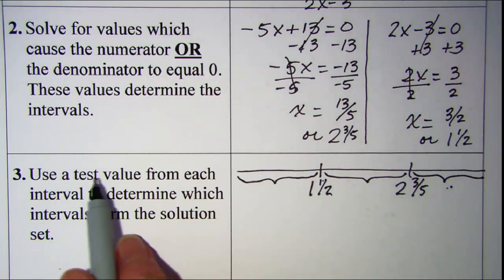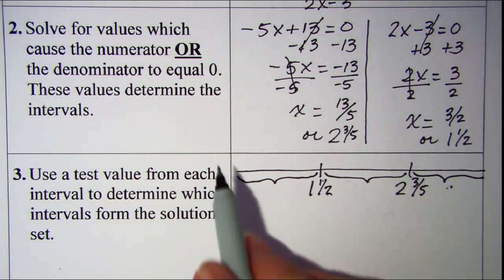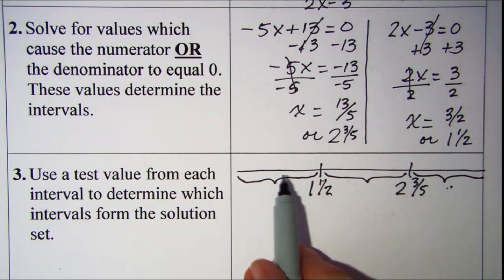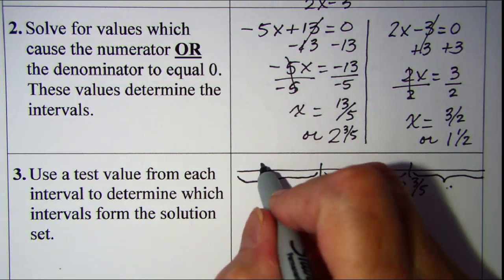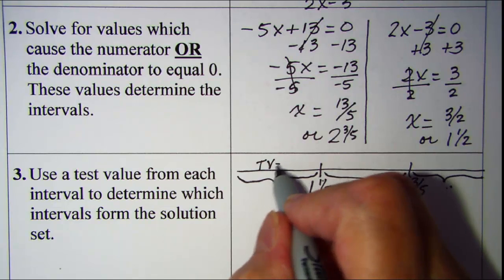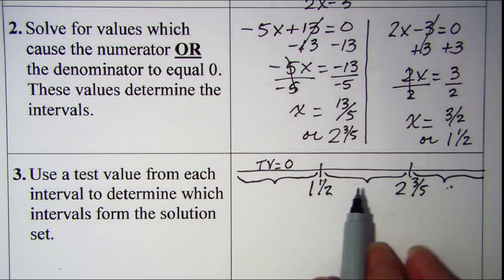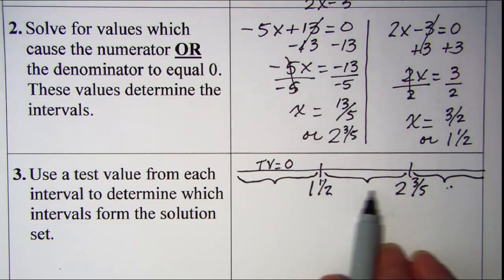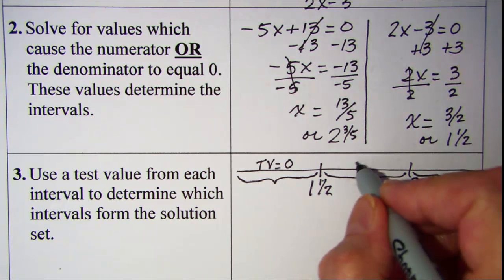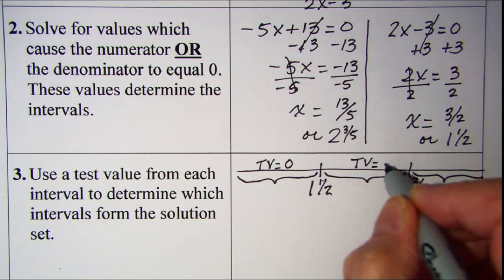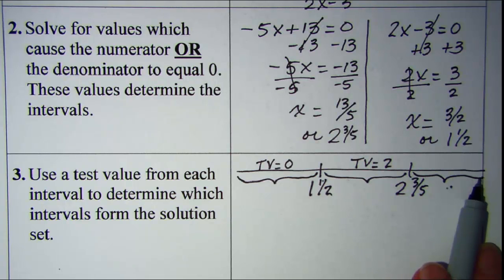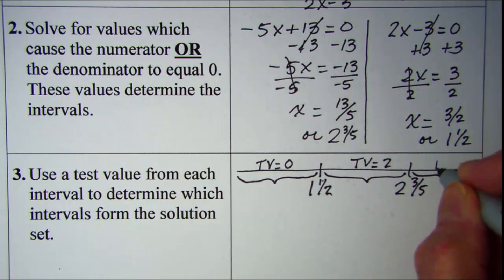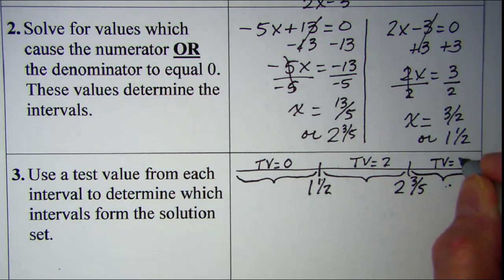And I need to use a test value from each interval, which means I'm going to just pick any number that's in each interval. So for numbers that are less than 1.5, I can pick 0 and use that one. Between 1.5 and 2 3/5, let me use 2. And then for numbers that are bigger than 2 3/5, let me use 3 for my test value in this interval.